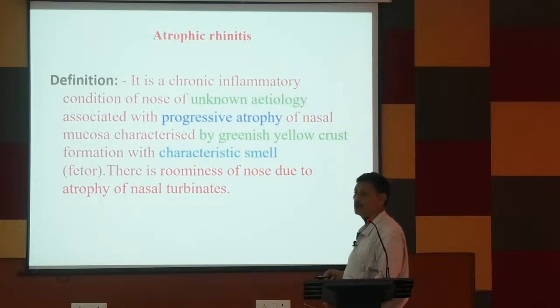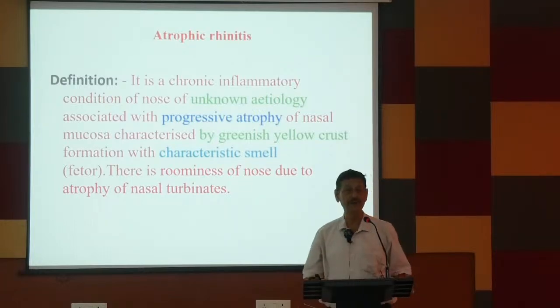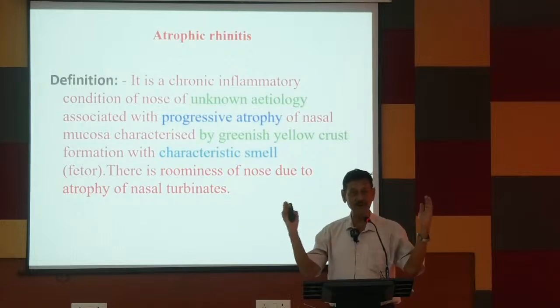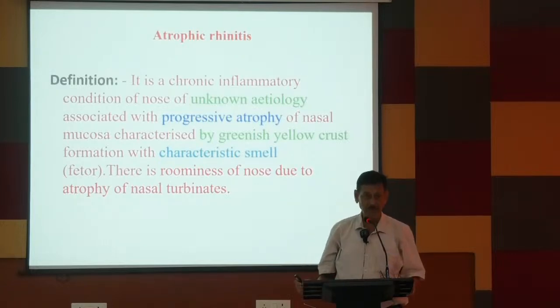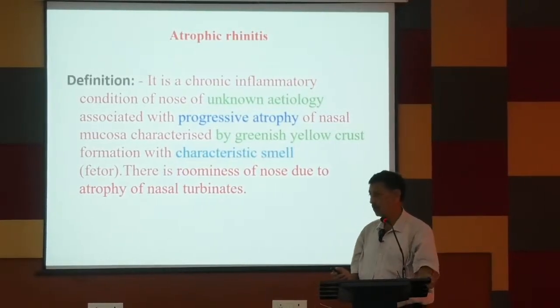There is progressive atrophy of the nasal mucosa. Why it is happening, we don't know. The nasal mucosa becomes dried, becomes thin, and ultimately the cilia of the nasal mucosa, that is the pseudostratified columnar epithelium, are lost. And there is a characteristic smell, and this smell is known as the fetor. There is also loss of the turbinates, the bony turbinates, as well as roominess of the nasal cavity, in which the middle concha and the inferior concha become atrophied.